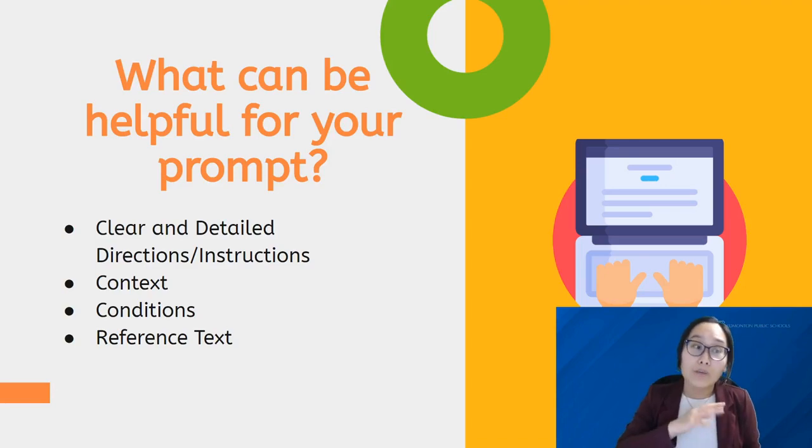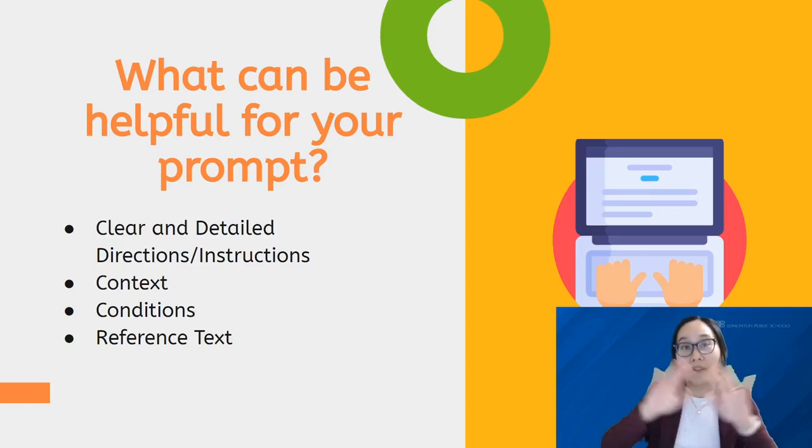And finally, reference text. Is there an example that you have that you could provide? And then perhaps the example can help inform that output even further. So those are just some examples of what can be helpful for your prompt. As you experiment, it doesn't have to have everything.